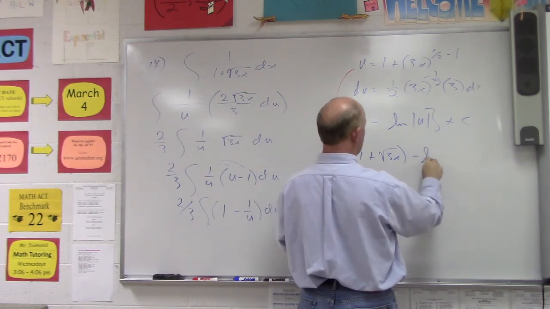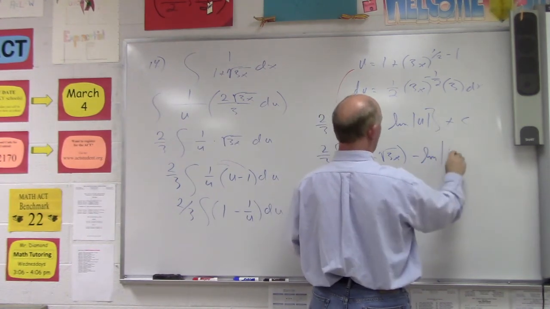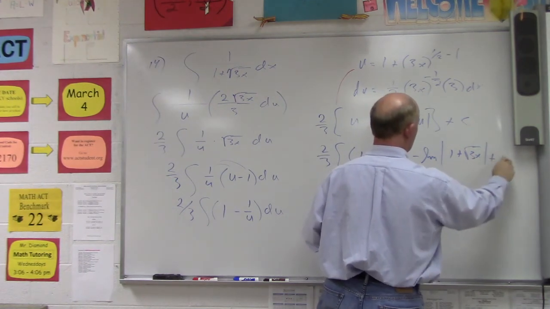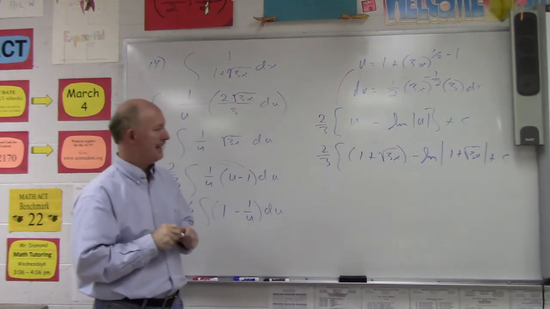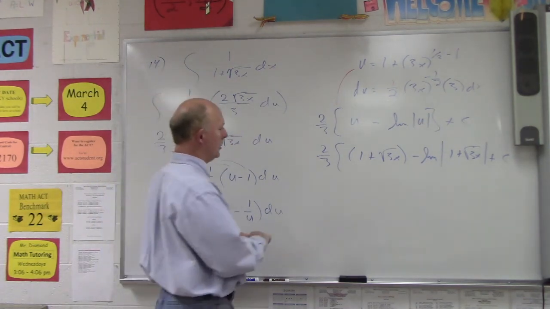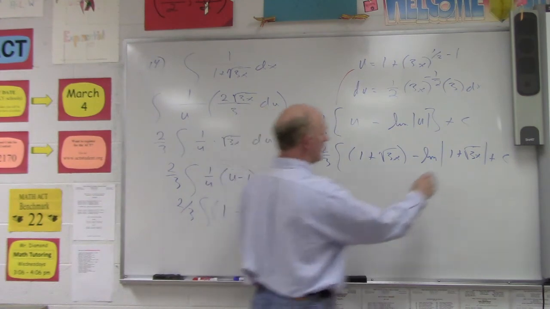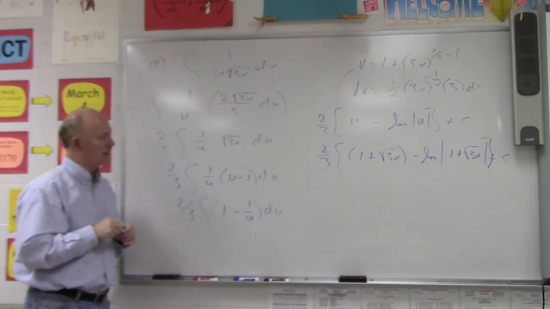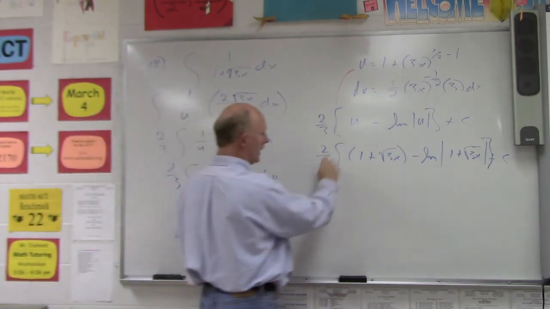Minus the natural log absolute value of 1 plus the square root of 3x plus c. And there you've got it. Also, one thing we could do is just leave it like this, in brackets, with all of it multiplied by 2/3, so that'll work okay. You can also multiply 2/3 inside the parentheses.